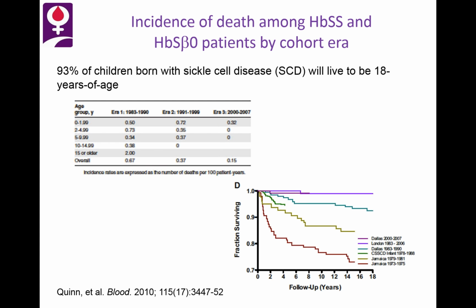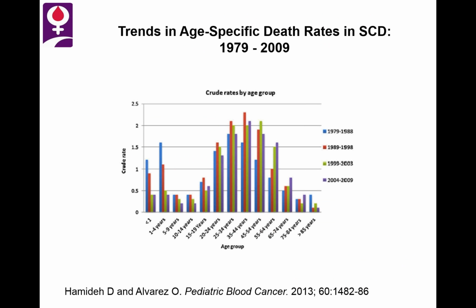This next slide demonstrates death certificate reports that were compiled by Dr. Alvarez and her colleagues and published in Pediatric Blood and Cancer in 2013. She looked at mortality in sickle cell disease across several different time periods. The blue bar representing 1979 to 1988, the orange bar 1989 to 1998, the green bar 1999 to 2003, and the purple bar 2004 to 2009.